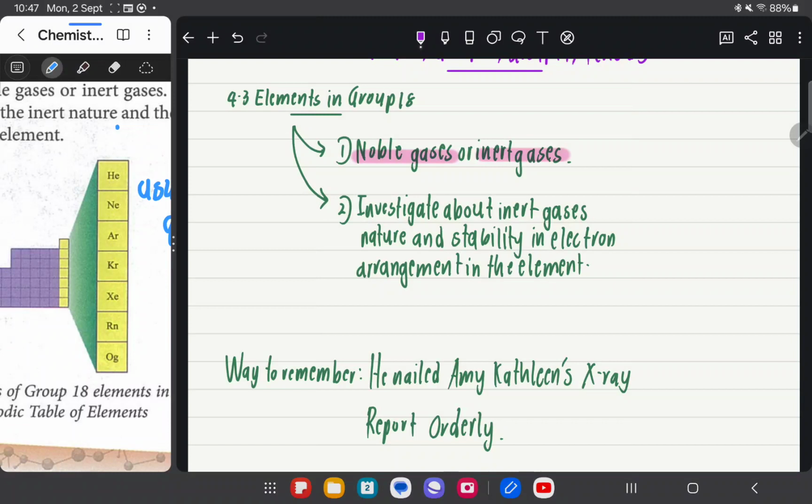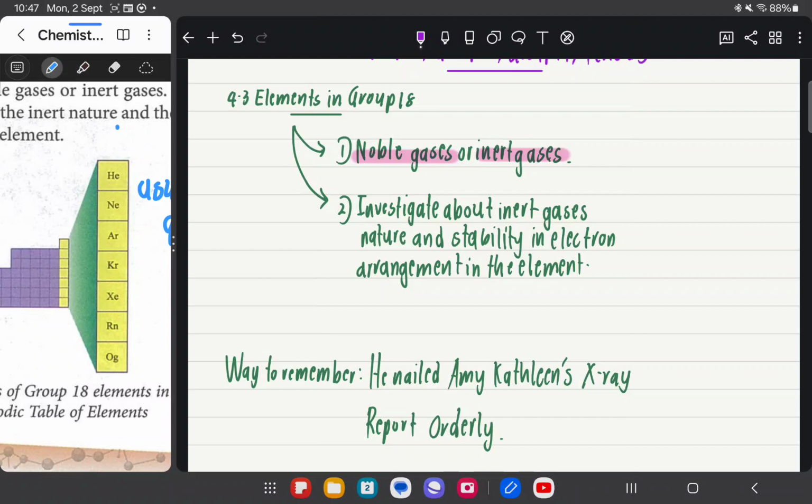That's why they are arranged in group 18 and they all are gases. None of them are solid, none of them are liquid. No, no, no. Everyone is gas in that particular group. So that is why we call them noble gases and inert gases.